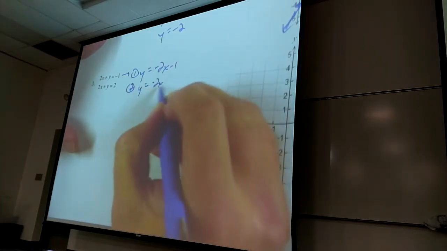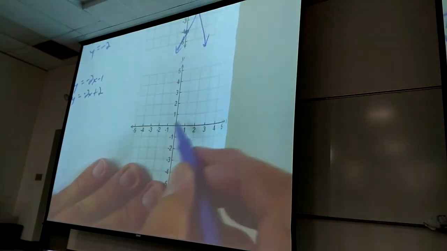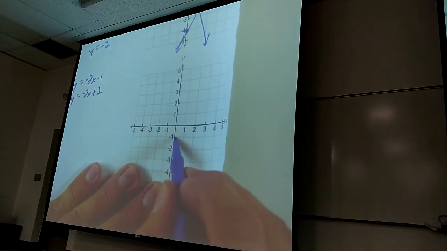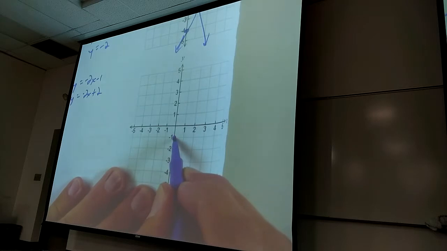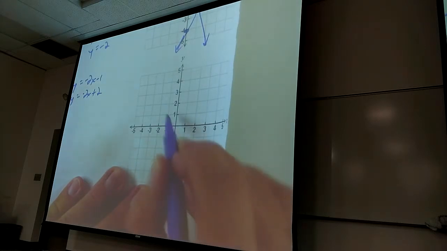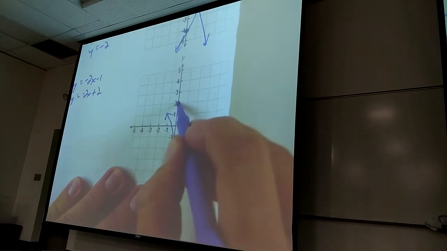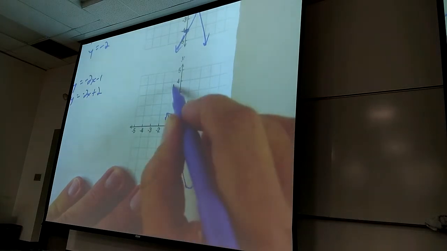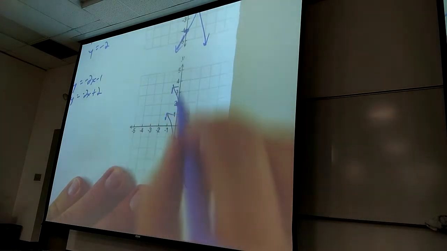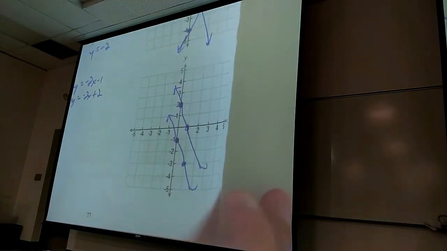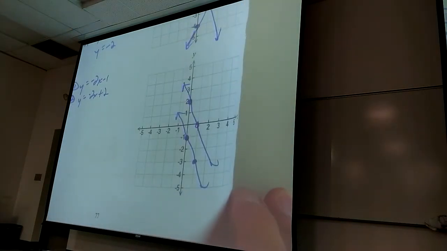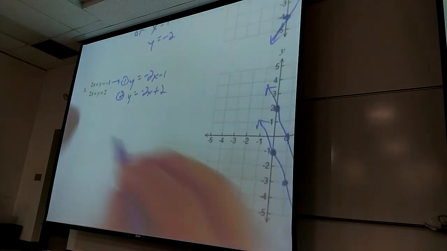So the y-intercept in this one is negative 1. The slope tells you to go down 2 over 1. The y-intercept in this one is 2, down 2 over 1. So if the answer is where they meet, and they never meet, what's the answer? No solution.